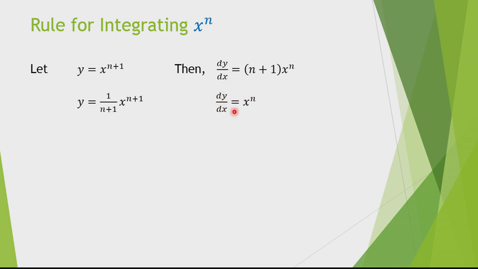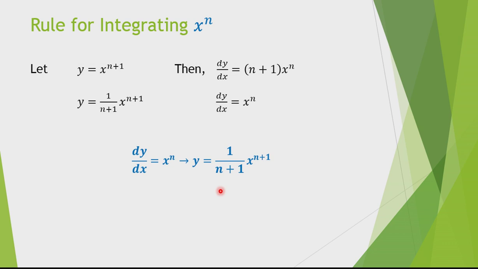Whenever you have the differential equation as dy by dx equal to x to the power n, the answer of the function will be 1 over n plus 1 times x to the power n plus 1. Increase the power by 1 of the x term, divide by that particular power. That will be the answer. So this rule is valid for any value of n other than minus 1.